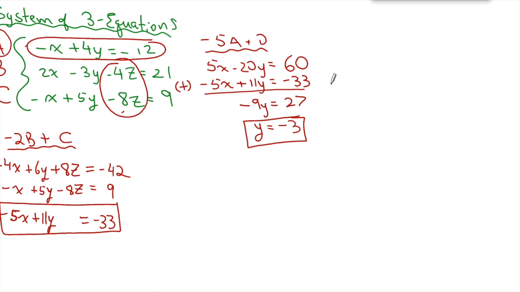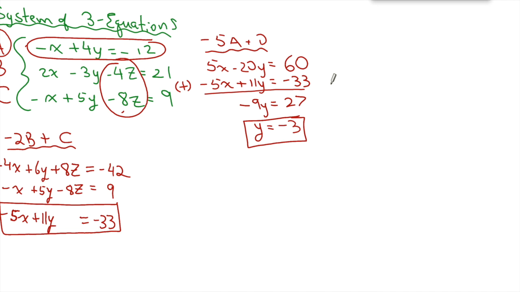Now, what's my goal here? How many answers am I going to have? 3. It's going to have an x, a y, and a z. So now I've come up with y. How do I find one of the other letters? I would put it in one that only has one extra letter. So what's the only equation that has one extra letter? I'd put it right back in A.